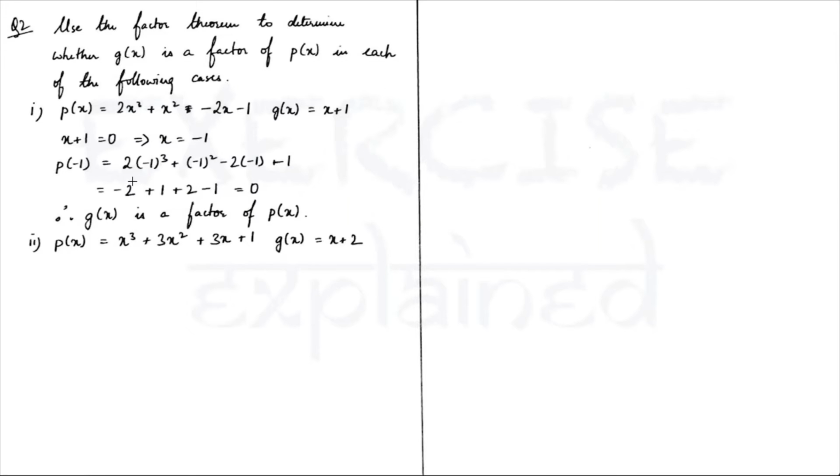So you can see here minus 2 and plus 2 cancels, plus 1 and minus 1 cancels, so we get it as 0. So we can say that g of x is a factor of p of x.